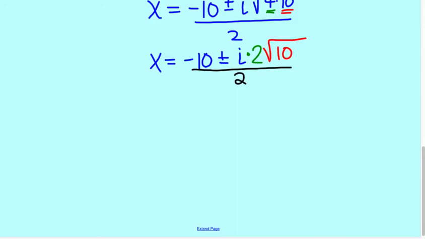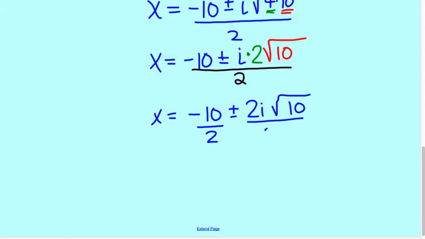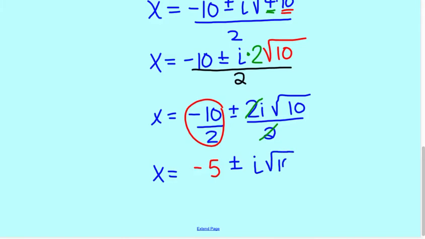Now we'll continue simplifying. x equals negative 10 plus or minus i times 2 is 2i, square root of 10. And I'm going to break apart that large fraction into 2 separate fractions. I'm going to divide both pieces by 2. Now in this first fraction, negative 10 divided by 2 is negative 5. In the second piece, I can cancel that 2 and that 2. So now it's plus or minus i square root of 10. That is your final answer.